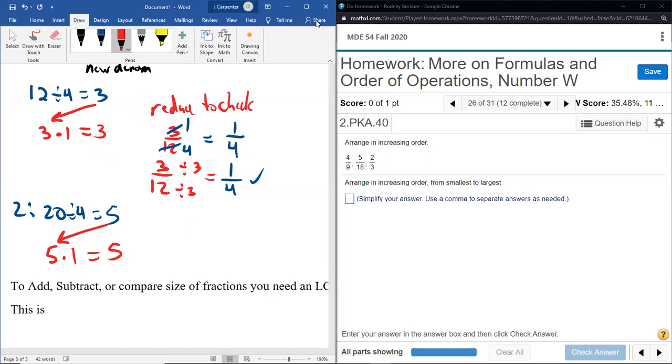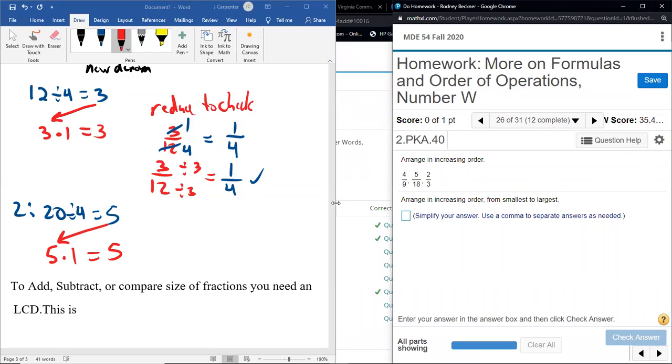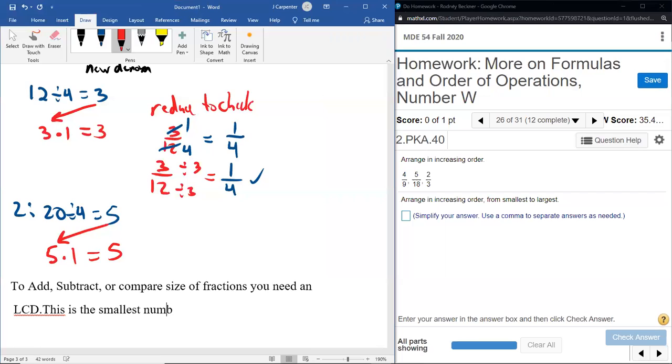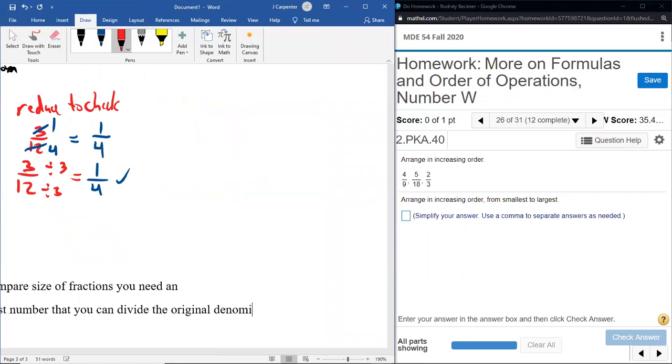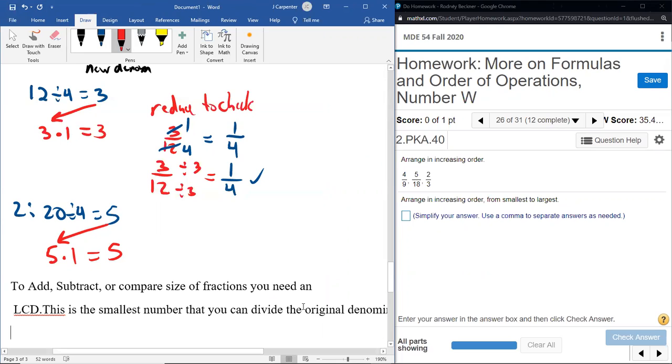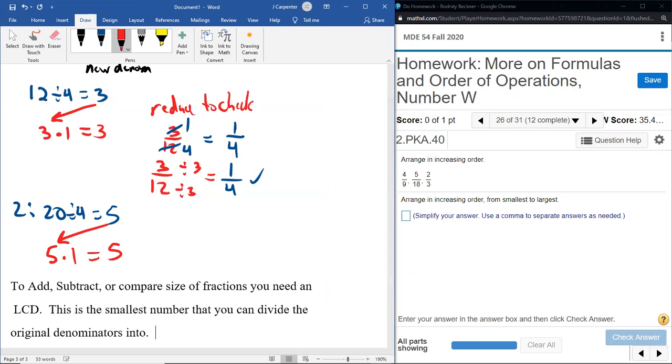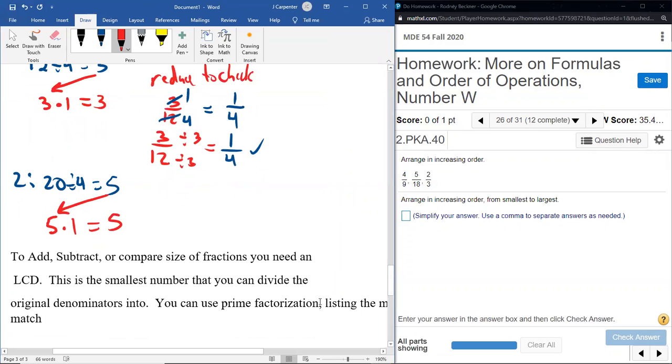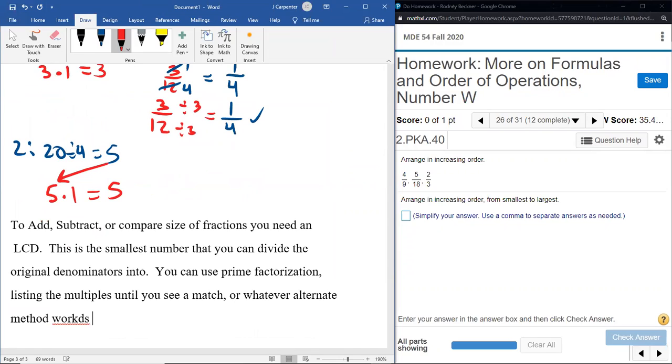This is the smallest number that the original denominators divide into. You can use prime factorization. You can use listing the multiples until you see a match. Or whatever alternate method works for you. But those two are the primary methods.